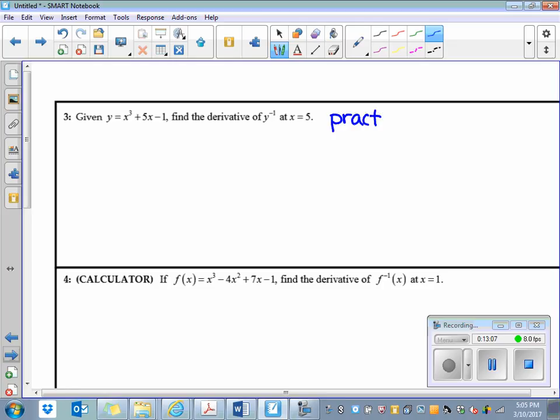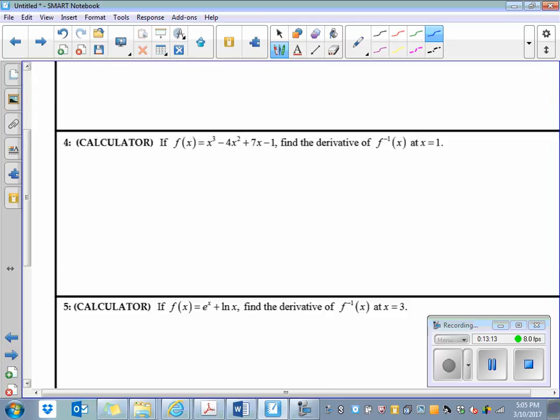I'm going to leave this one for you to practice because I want to show you how we're going to do a calculator problem. How we're going to do a calculator problem isn't any different until we get to the point where we're trying to figure out what to plug in, because that's going to be the tricky part. So on problem number 4, whether I want to do this the long way or the short way, option 2 or option 1, I'll go ahead and do the normal way instead of the shortcut way.